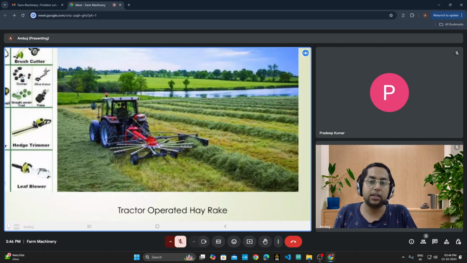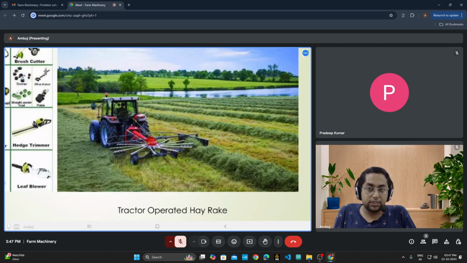Okay, this particular hay rake has the facility of removing or creating a row of hay. The hay from the entire field would be collected and assembled in rows, so that after this operation you can operate a baler. Once this entire hay is dried, you can operate a baler and make bales from this hay, which can be used as fodder for different cattle.